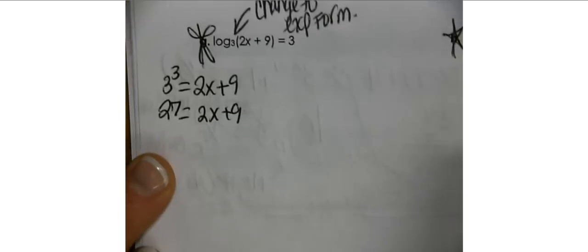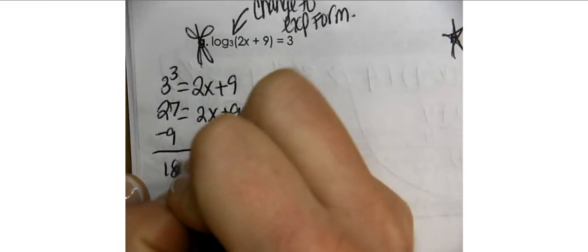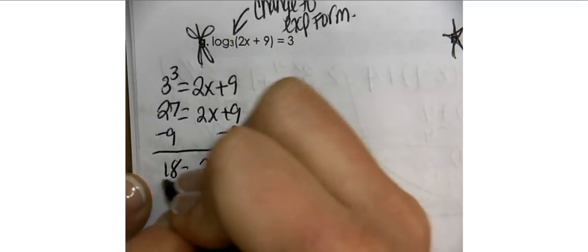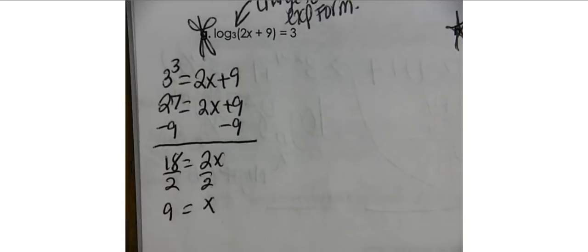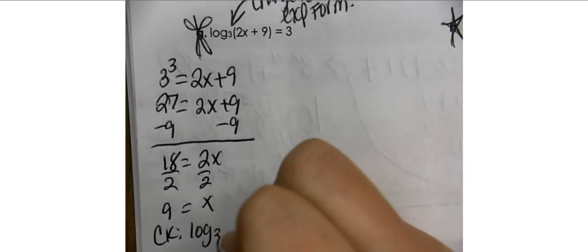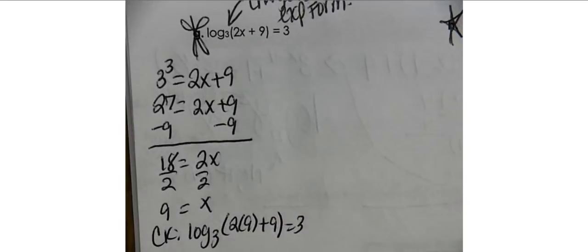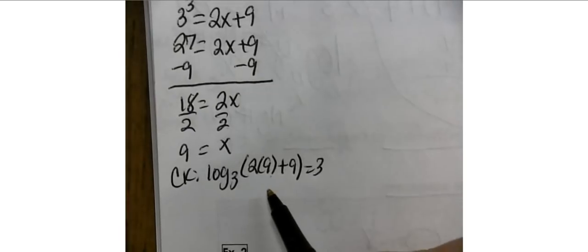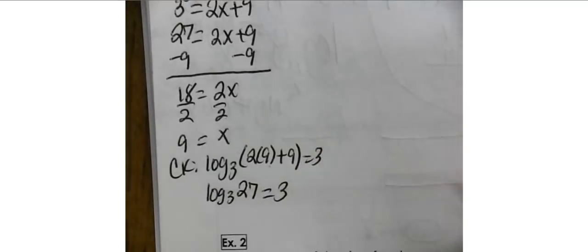I need to get x alone, so I'm going to subtract 9 on both sides. And when I do that, I end up with 18 is equal to 2x. Dividing both sides by 2, we find that x is equal to 9. So I'm going to substitute 9 back into the original problem. And I'm going to write log base 3 of 2 times 9 plus 9, is that equal to 3? Well, 2 times 9 is 18, and 18 plus 9 is 27. Is log base 3 of 27 equal to 3? Why, yes it is, and that's because 3 to the 3rd power is equal to 27. So therefore, x equals 9 is our answer.